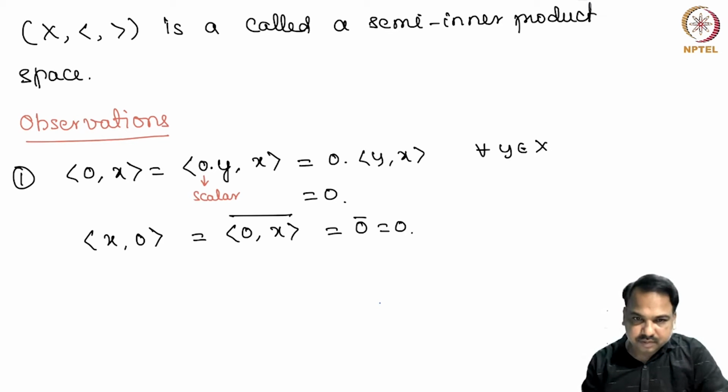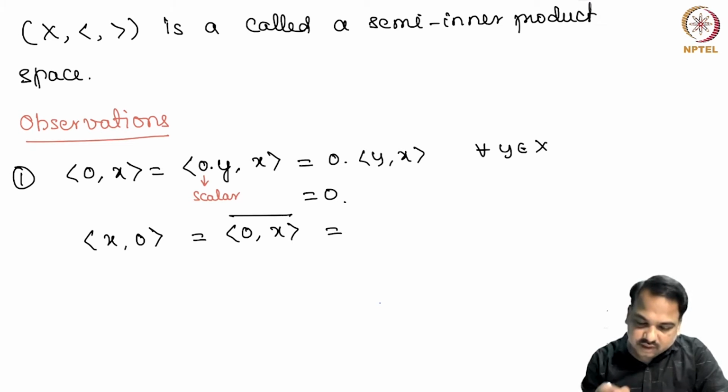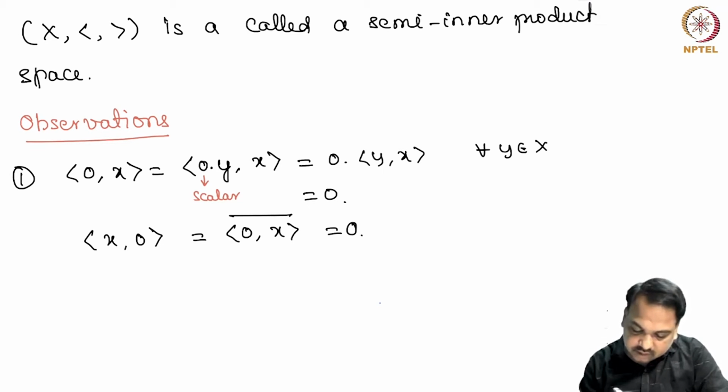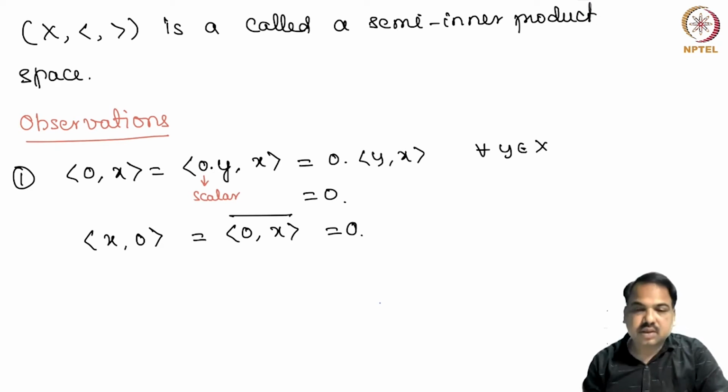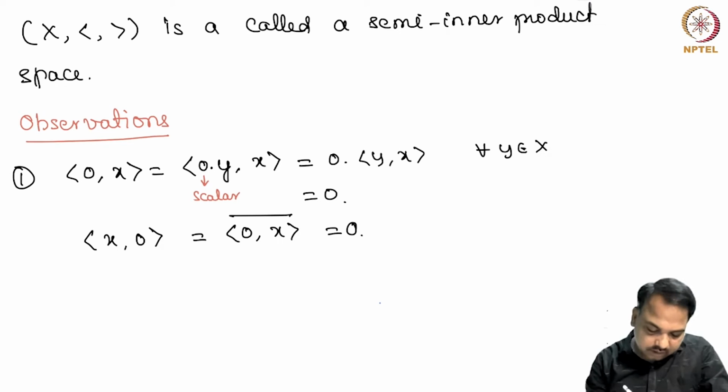So here again, this is a vector, so we cannot take bar, so this is 0. This is a complex number. Let us say this is A, this is B.